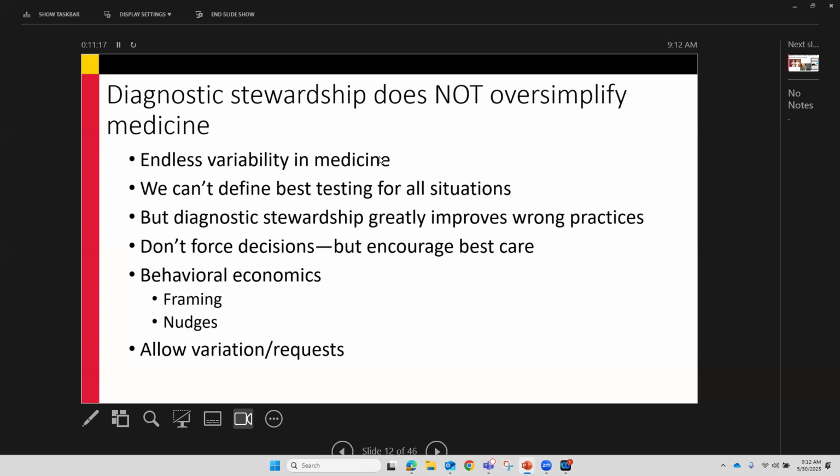But I do think we can improve the wrong practices, like when there's things that happen routinely that aren't really done for a reason, and people may not even feel that strongly about, but it's just the path of least resistance, or it's what they've done without thinking, or it's part of an order set. We can do things to improve that. A lot of this relies on the ideas that come from behavioral economics, the idea that you can frame results differently, or you can nudge people to do the right thing. And I think that we should always allow variation or request. So we don't want to be too dogmatic about it and force clinicians to not be able to do what they want.